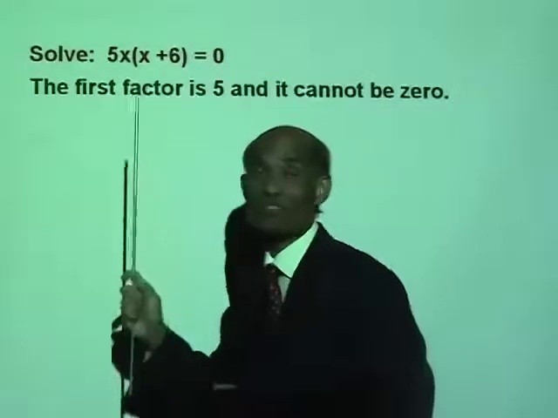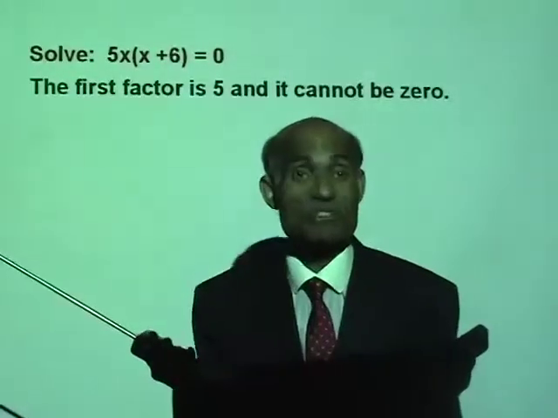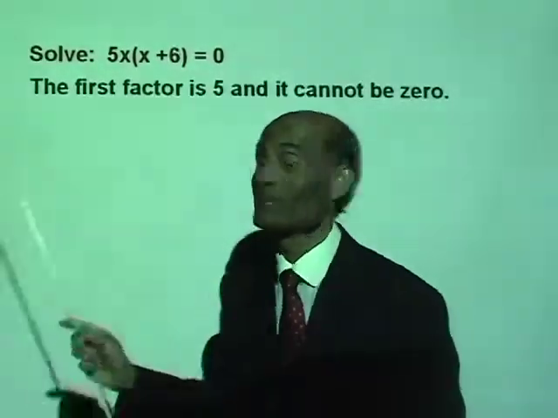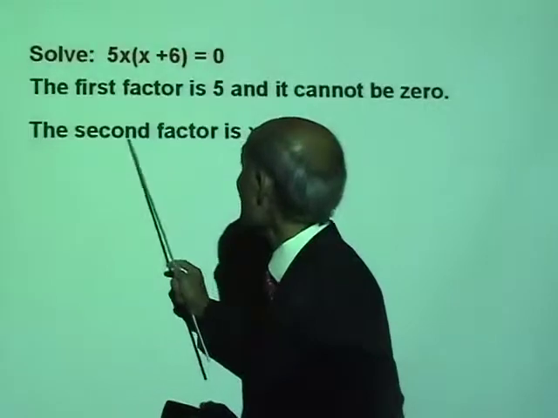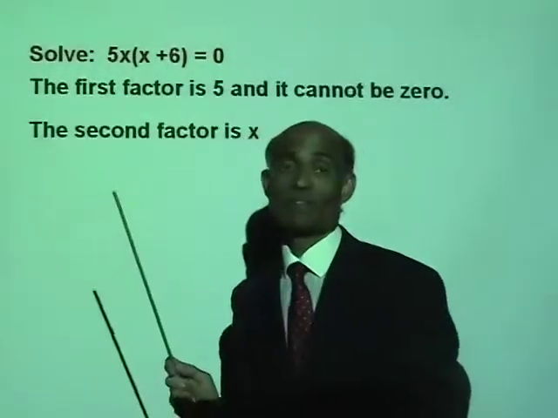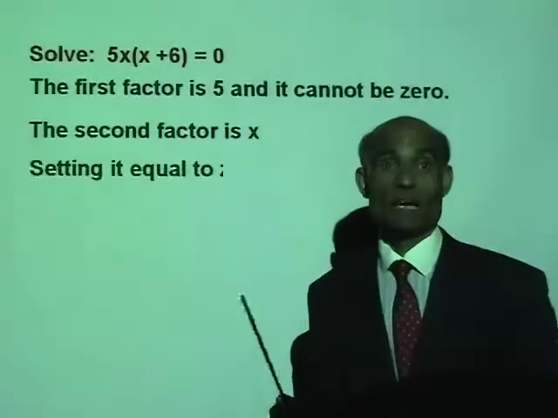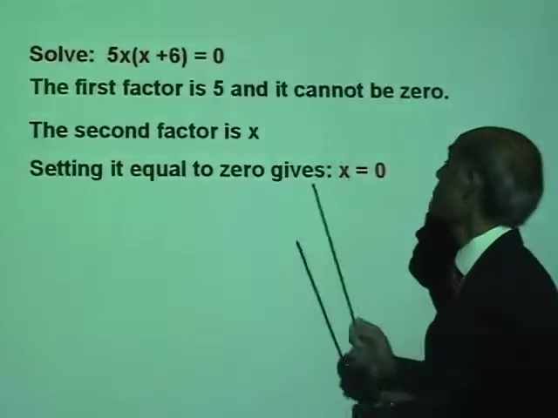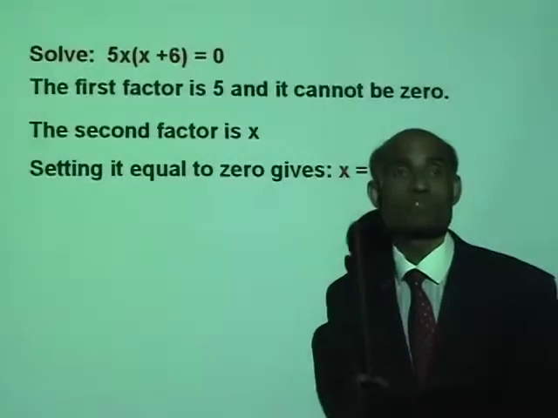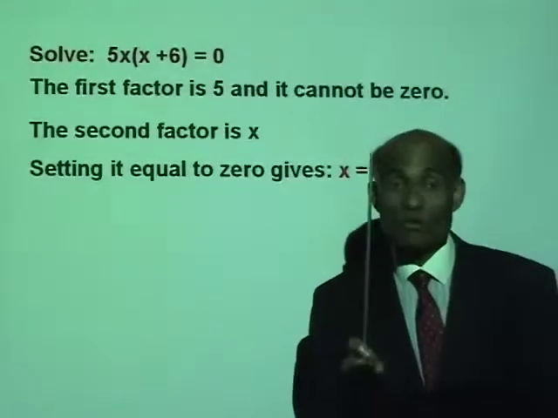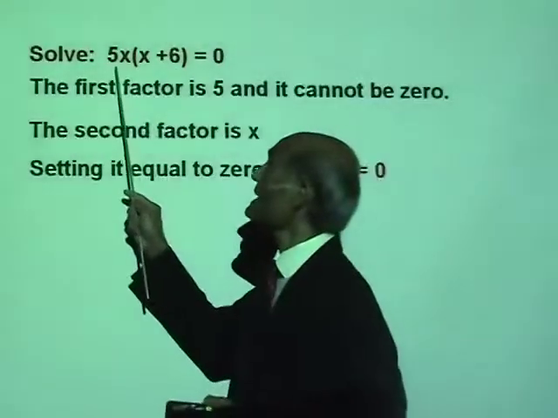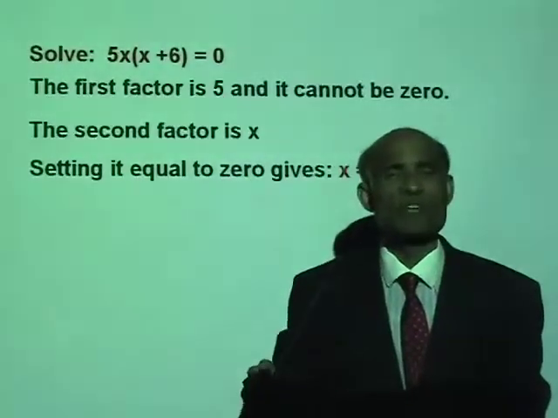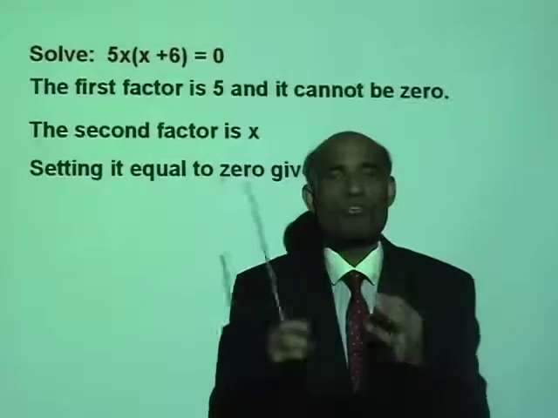But the first factor 5, can 5 be 0? No. So we don't bother about it. Alright, the second factor is x, and that can be 0, and therefore setting that equal to 0 gives me x equal to 0. Now, from now on, if you get a term like, say, 5x or 3x, we will treat it as a single factor.